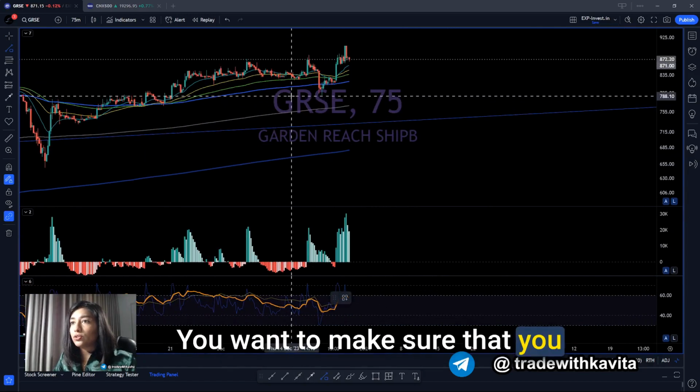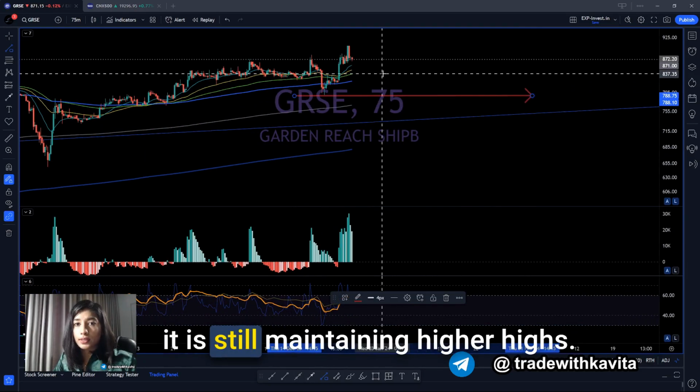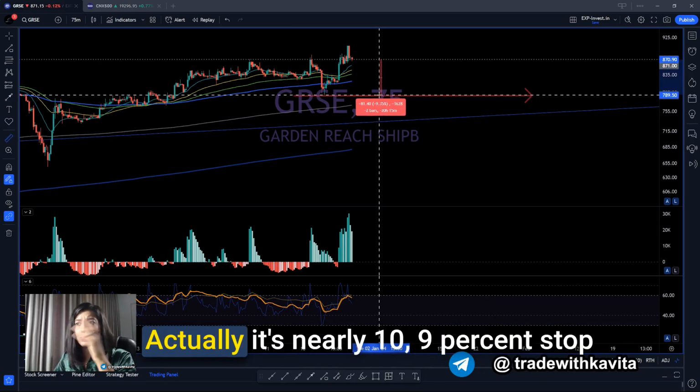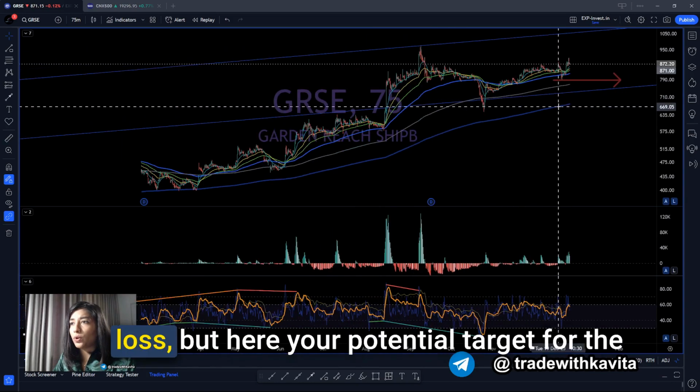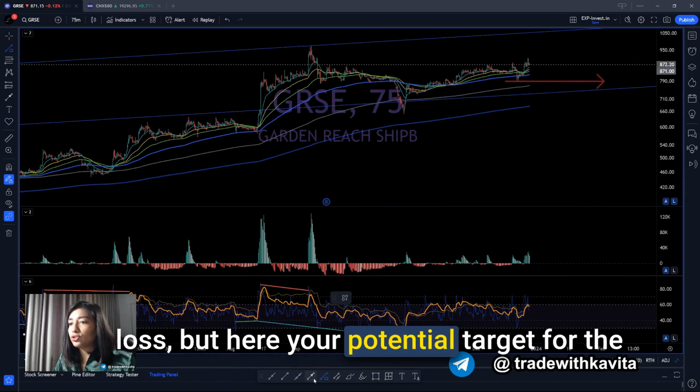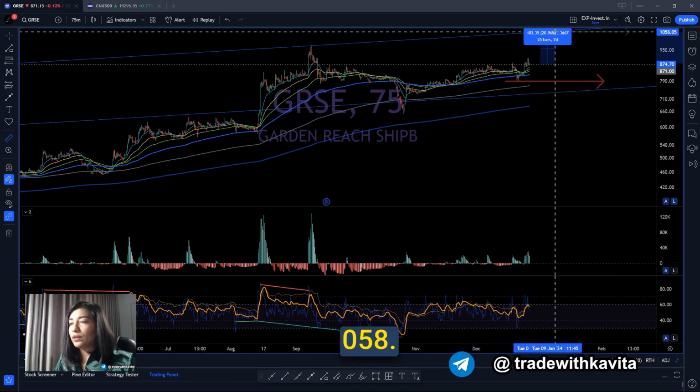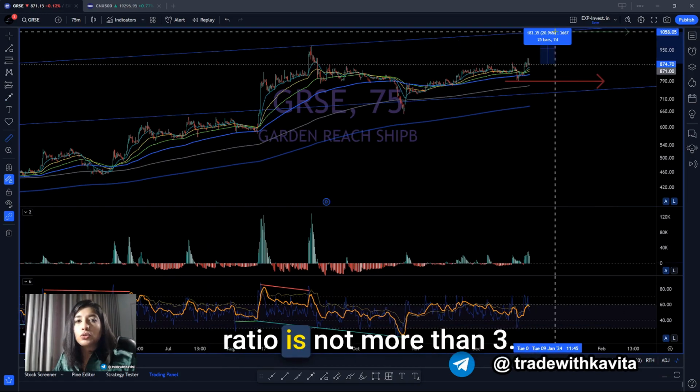You want to make sure that you stay with the stock only as long as it is still maintaining higher highs. So your first stop loss is quite big. Actually, it's nearly 9% stop loss. But here, your potential target for the stock would also be around the level of 1058. But again, the risk reward ratio is not more than 3.